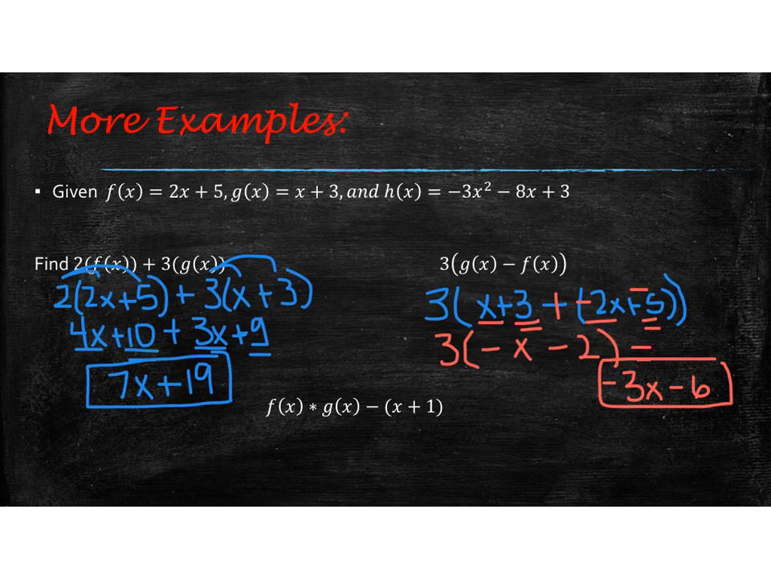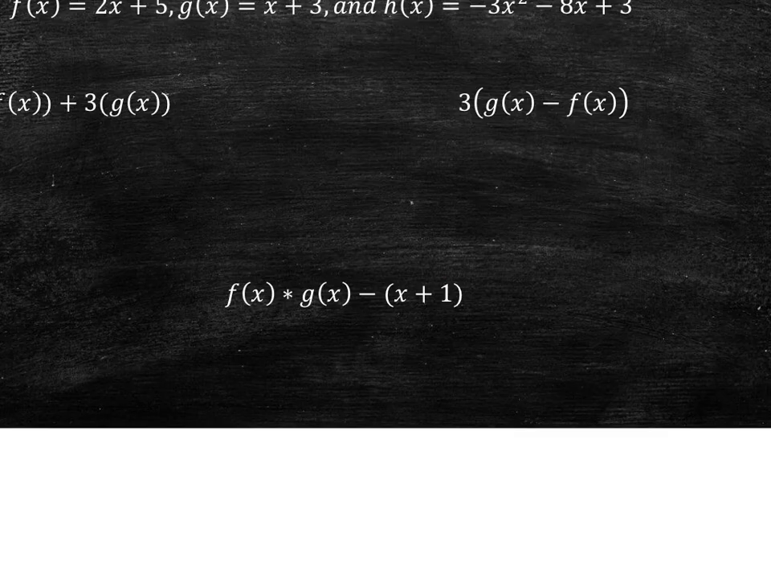All right, last one. I'm going to get a new slide to do this last one because I think it's going to take more room. Okay, so on this next one we have f of x, which is 2x plus 5. We're going to multiply it times g of x, which is x plus 3. And then they just want us to subtract the x plus 1.